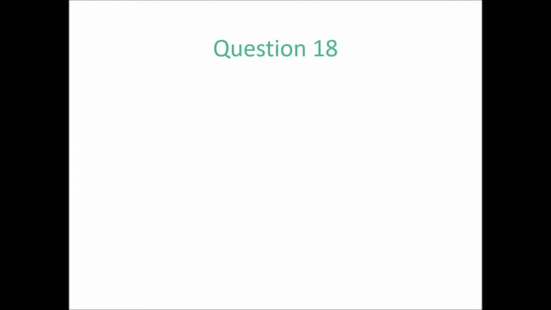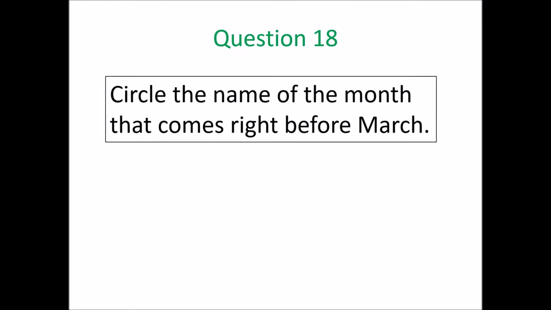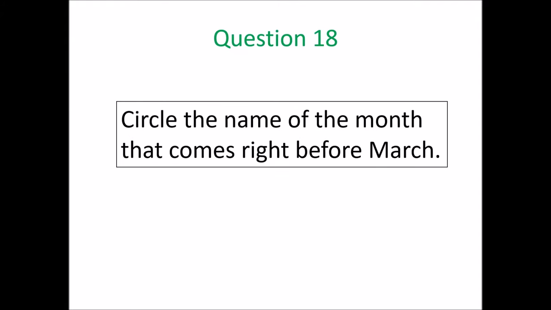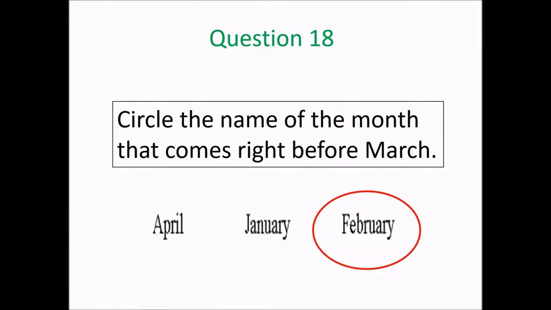Question 18. Here we go, grade 2. Circle the name of the month that comes right before March. Wait on it. What comes right before March? February. February comes right before March.